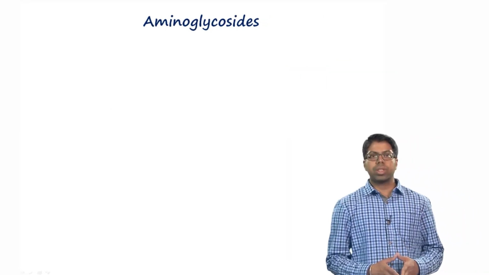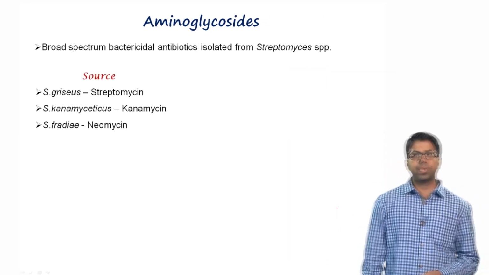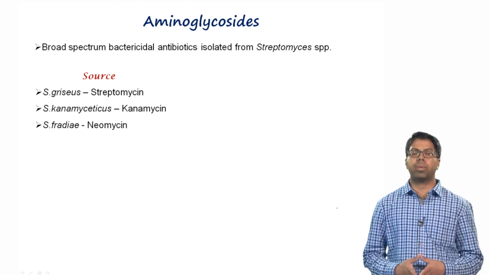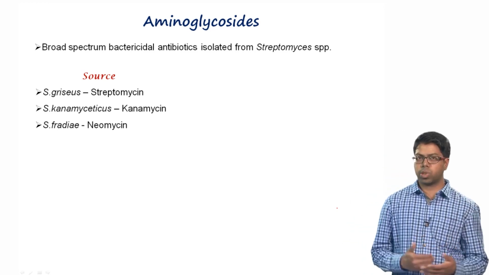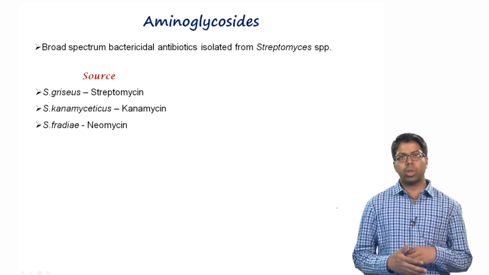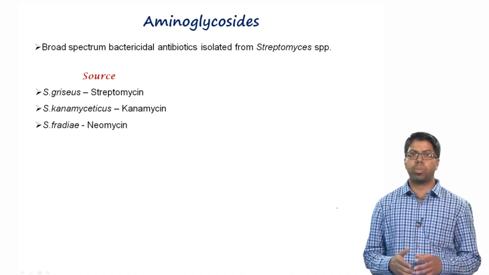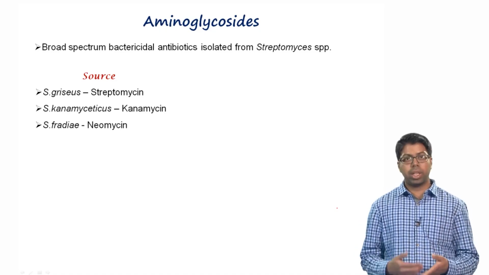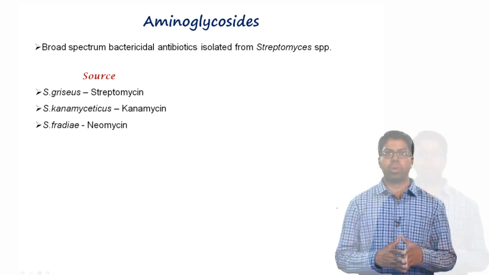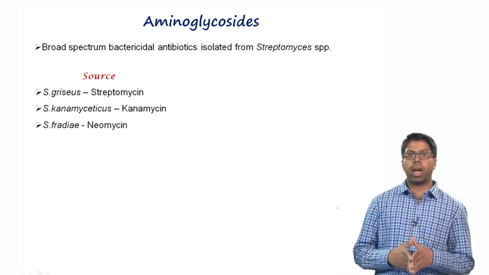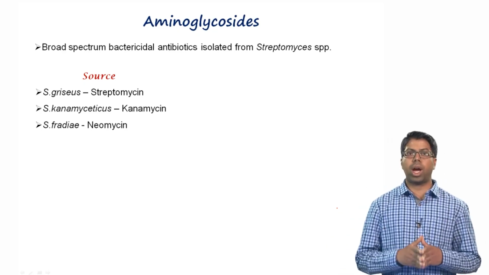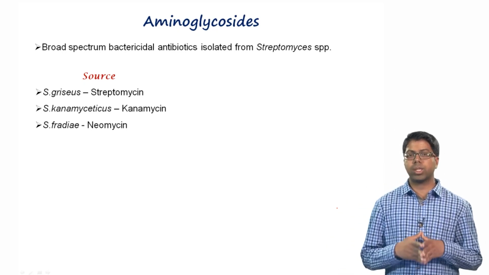Next, another class of protein synthesis inhibitors is aminoglycosides. These are broad spectrum bactericidal antibiotics which are usually isolated from Streptomyces species. Aminoglycosides include antibiotics such as streptomycin, obtained from Streptomyces griseus. Another antibiotic is called kanamycin, which is obtained from Streptomyces kanamyceticus, and Streptomyces fradiae, which is a source for another aminoglycoside antibiotic called neomycin.